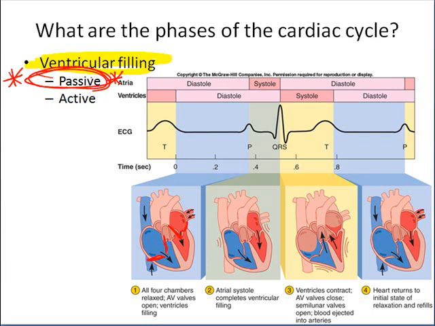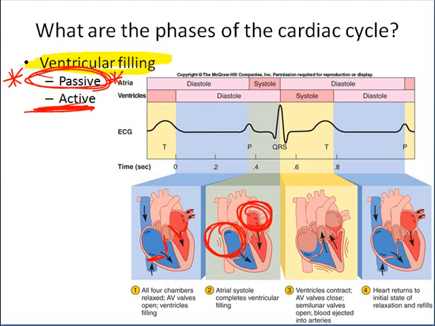Only probably the last, roughly 20% or so of blood that enters into the ventricles enters there because of active filling. The active filling occurs because of the contraction of the atria. When the atria contract, they squeeze that last little bit of blood into the ventricles so that the ventricles are optimally filled before they themselves contract. So that's the active part of ventricular filling.